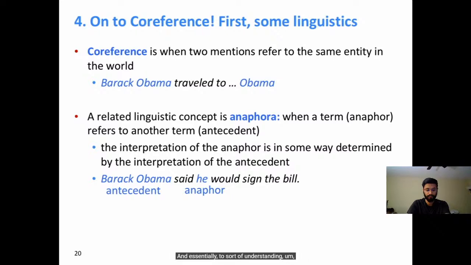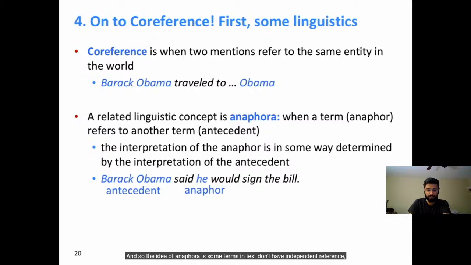And essentially to sort of understanding more about how people see things linguistically, there are two concepts that are related and commonly confused, but are really different. So one is coreference. So we say that things are coreferent when there are two mentions and they refer to the same entity in the world. So if it's sort of Donald Trump and the current president, right? They're two mentions and they refer to the same person in the world, and so that is a relationship of coreference. And that's then contrasted with anaphora.